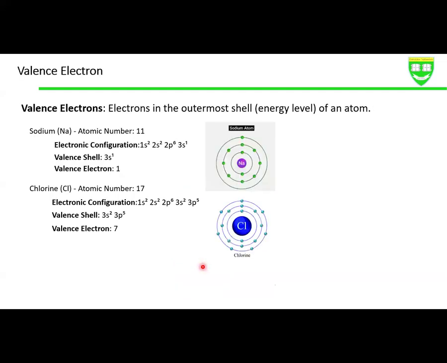Now, what are valence electrons? You already know what a valence shell is. Valence shell. And understand fully what a valence electron is. So basically, Imelda Alves, can you read the definition of valence electrons for us, please?